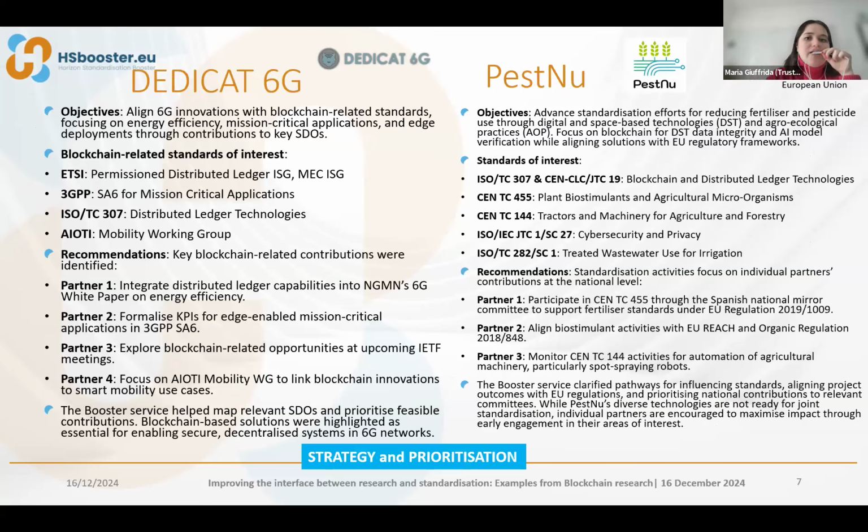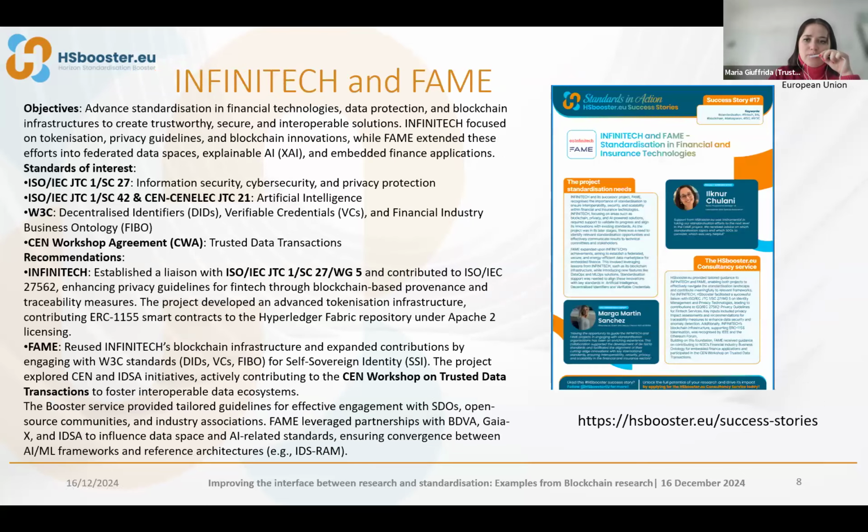While PESNU, very similarly to DEDICAT 6G, needed some guideline strategy and prioritization. This was a project in agriculture, and they were interested in also using blockchain and data integrity models to reduce the use of pesticide in their work. And in this case, again, the recommendations were how the partners could contribute with their specific activities to the standardization activities of the project.